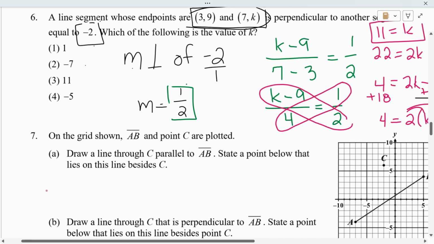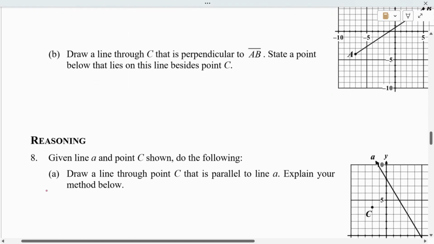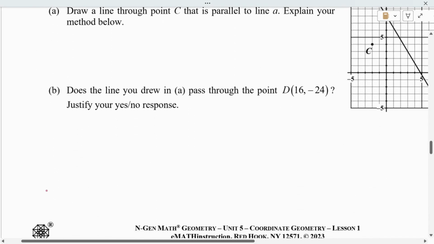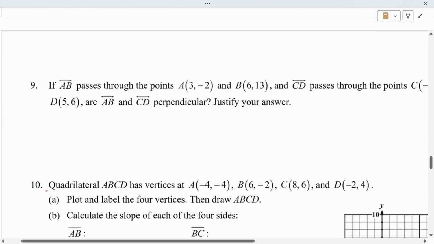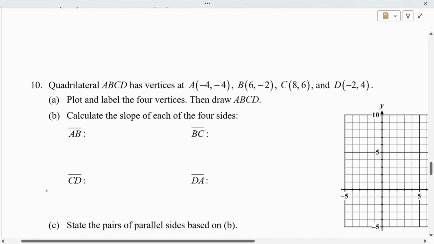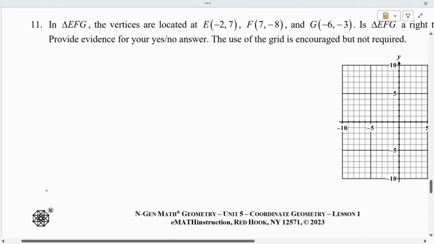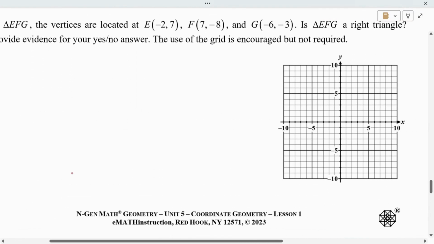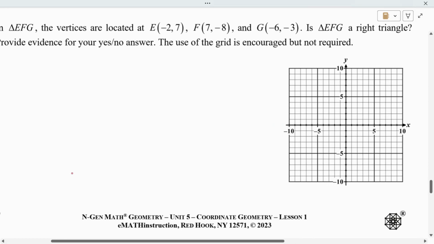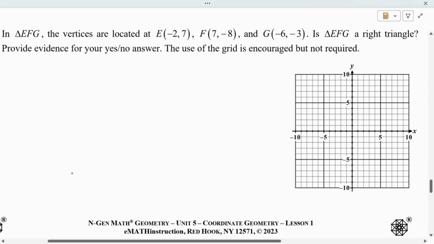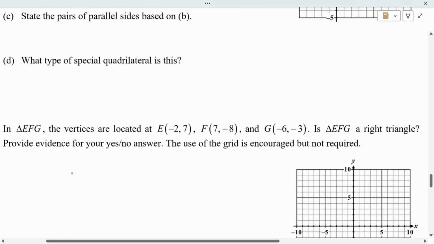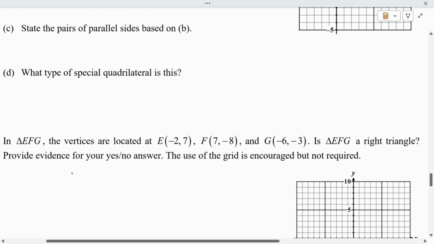All right. So for numbers 7 and 8, you're just graphing those. And then you also have page 5, questions 9, 10, and 11 to work on. I'm going to do question 11 with you, because it's about a right triangle.